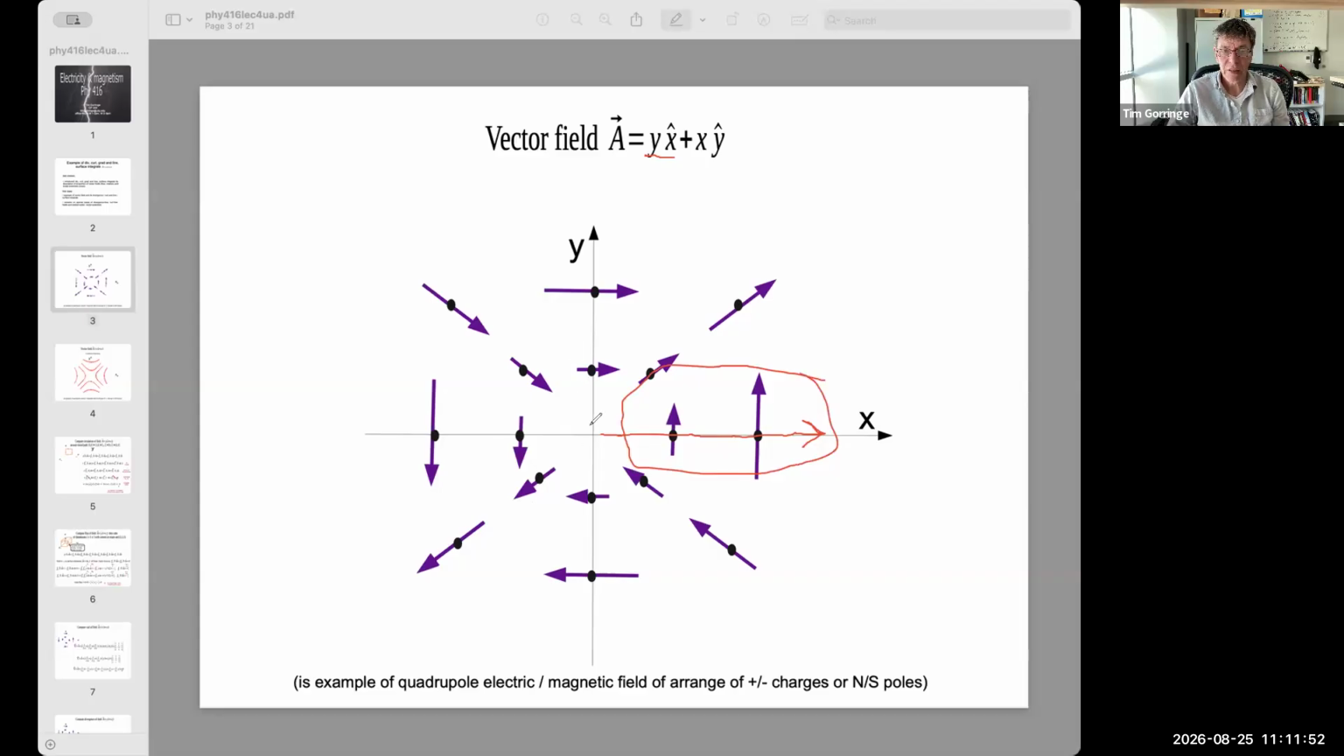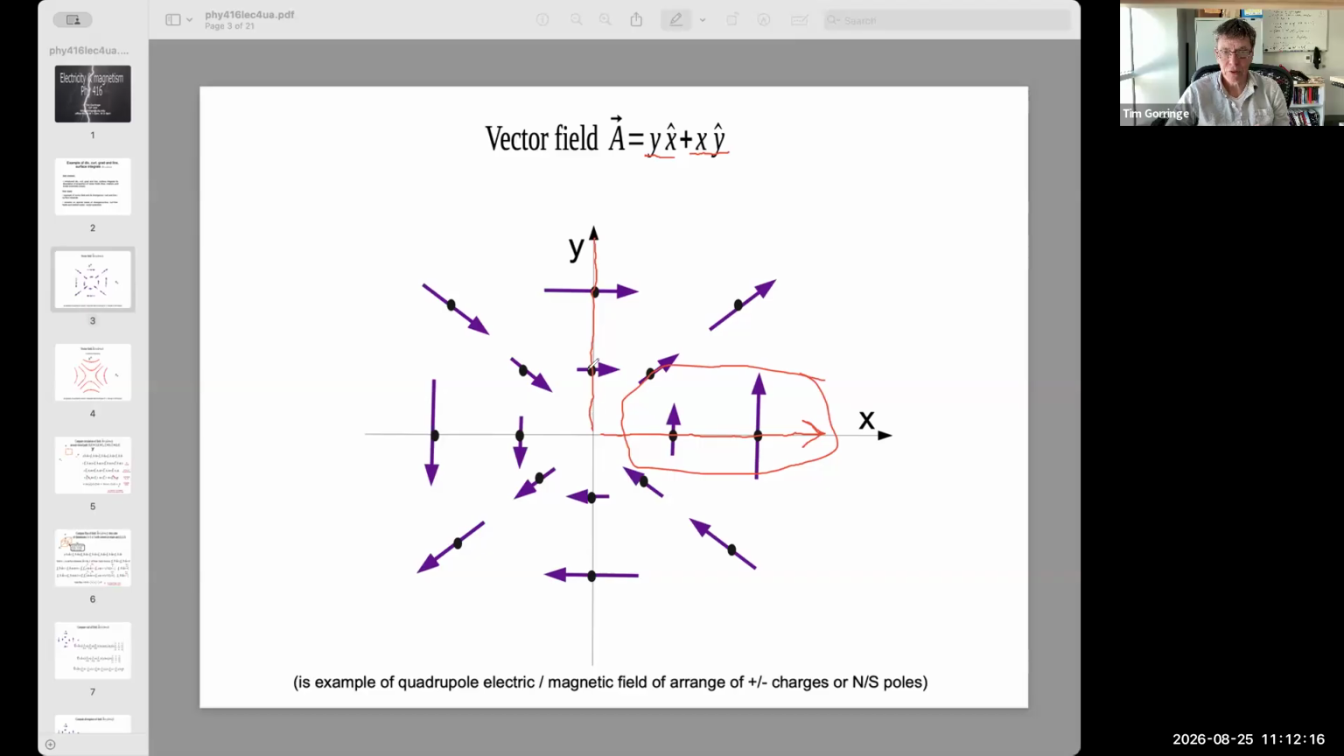Imagine walking on the vertical axis here, the y-axis. So let's walk up this axis here. As I walk up this axis, I'm on the y-axis, so that means that x equals 0. If x equals 0, that means there's no y component to the field.